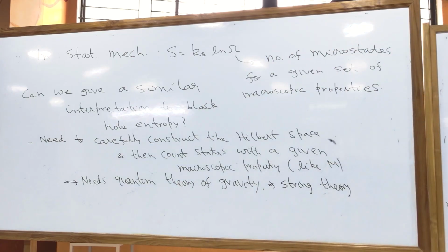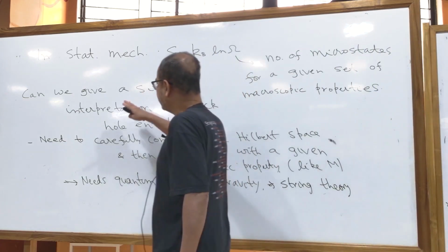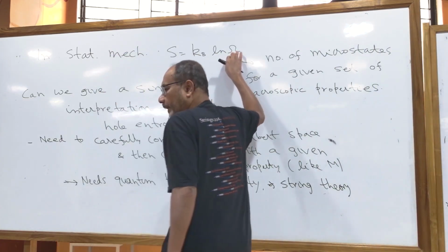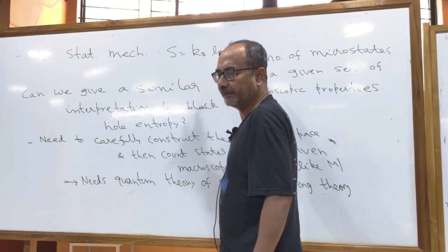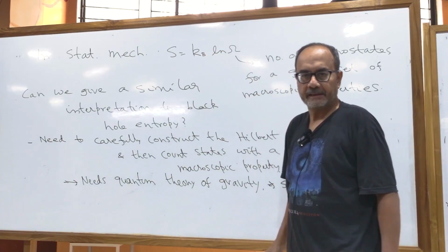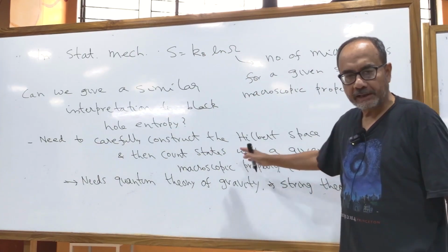Okay, so we will try to address whether it is possible to verify that S is really k_B log Ω, where Ω is given by the number of microstates, and we will address this within the context of string theories.